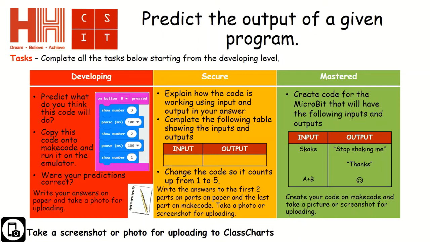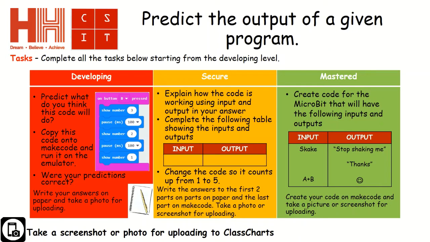Moving on to mastered level. You now need to create code for the microbit that will have the following inputs and outputs. I'm not giving you code this time. You're going to create a piece of code which will do the task and will produce the following inputs and outputs, which you can see in the table. So the input is shake and the output is stop shaking me, followed by thanks, followed by an input of A and B with a happy face. That code needs to be created on MakeCode.